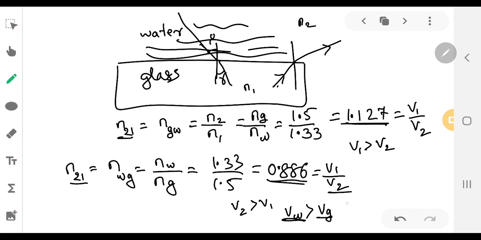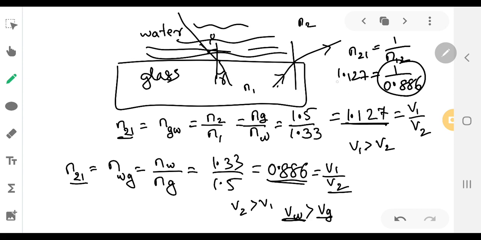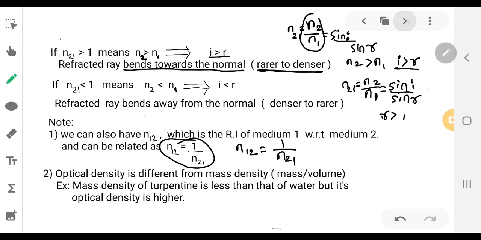So here we can see N21 is equal to 1 divided by N12. So 1.127 is equal to 1 divided by 0.886. When you reciprocal it, you are going to get the other one. So N21 is equal to 1 divided by N12. Now another important thing is, when you read the word density, suddenly it comes to your mind that density is mass by volume. Density is mass by volume.